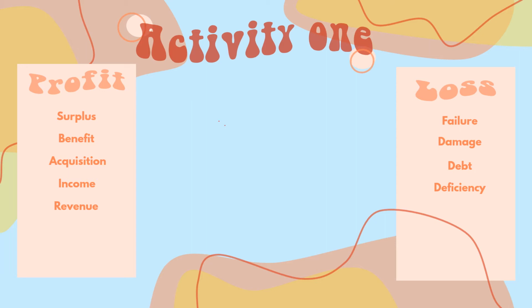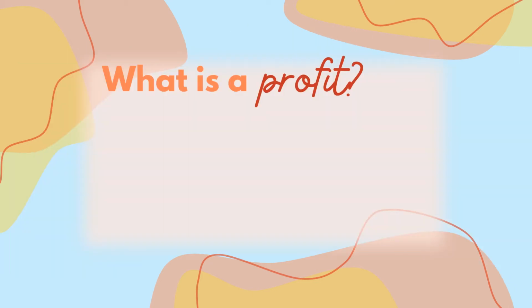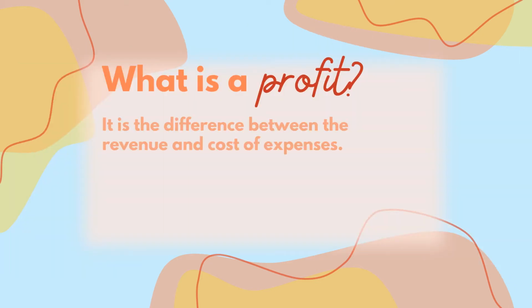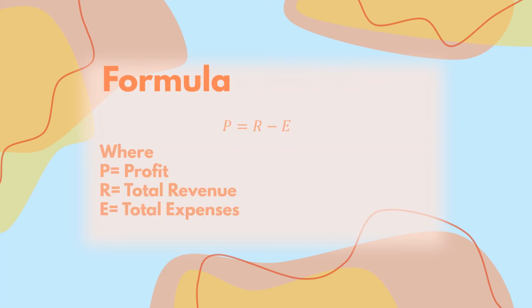Now let's define them. So what is a profit? It is the difference between the revenue and the cost of expense. So kapag naalala nyo, pag nagpo-profit tayo, kumikita tayo sa isang bagay. The formula for the profit is P is equal to R minus E, wherein P is your profit, R is your total revenue, and E is your total expenses.